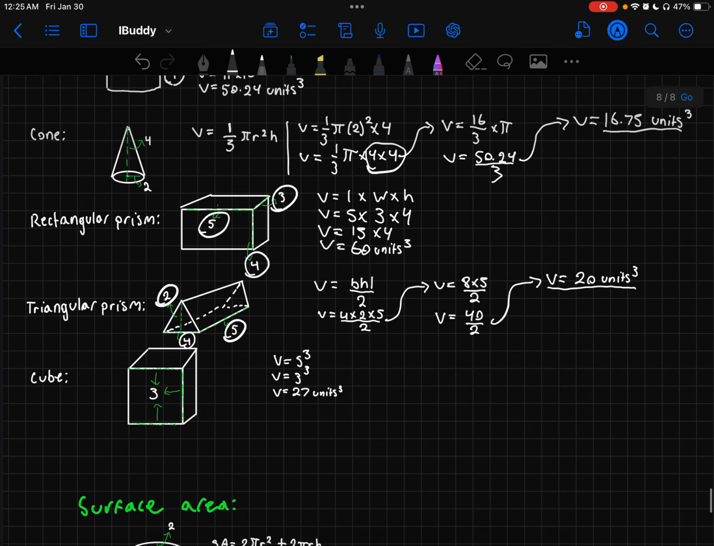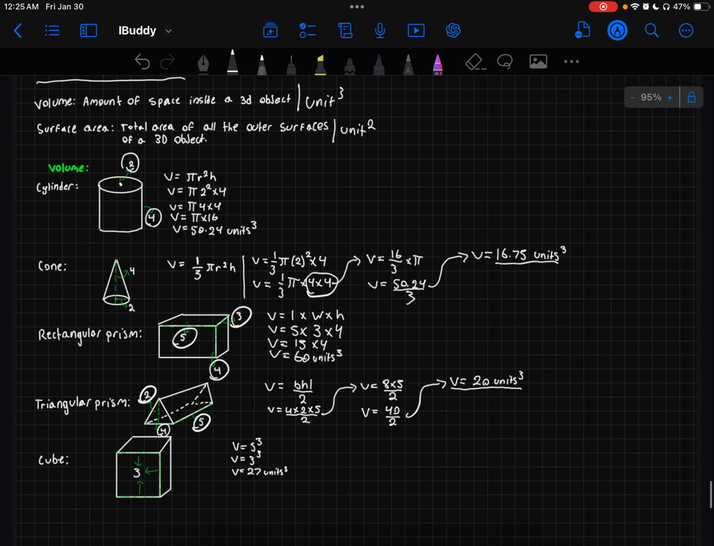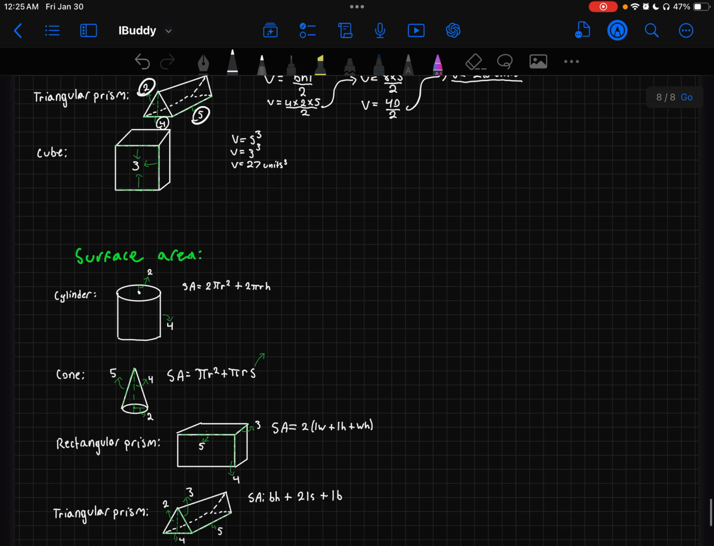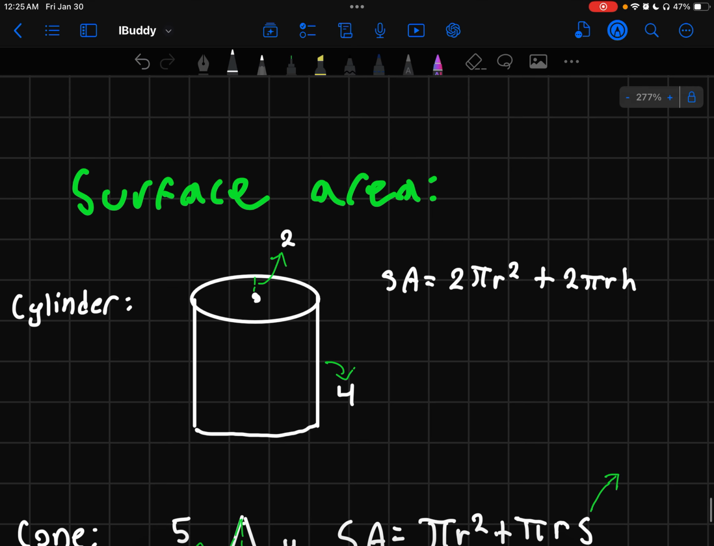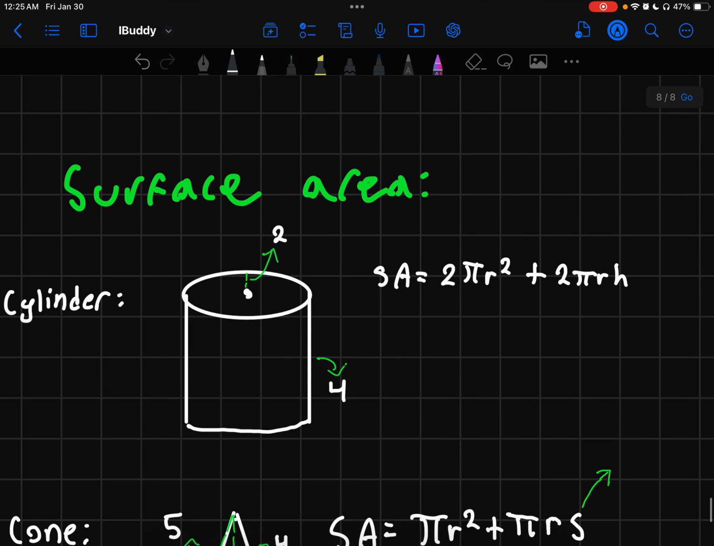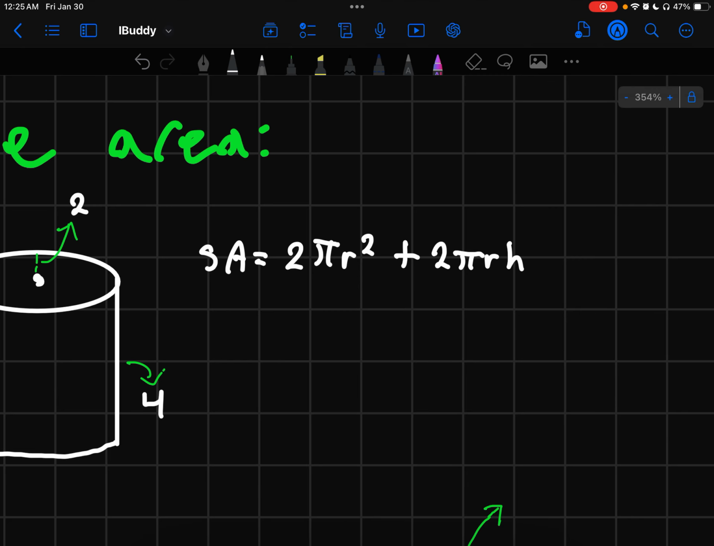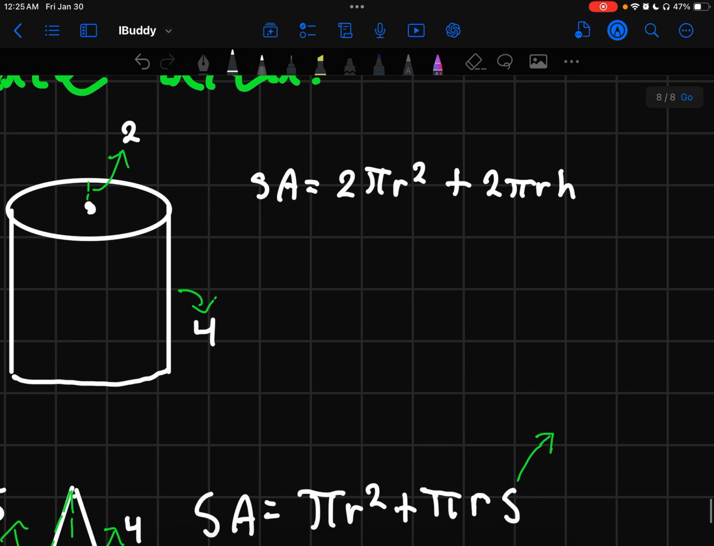Okay, so now we're done with all the shapes for the volume. Now we'll be moving on to the formulas for the surface area for the same shapes. So now, moving on to the cylinder, the surface area formula is 2 times pi r squared plus 2 times pi r times h. So let's start filling in the formula.